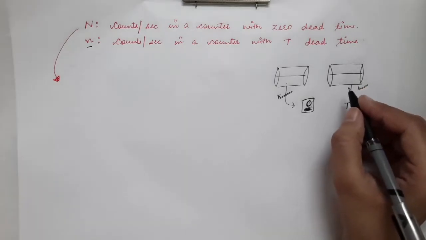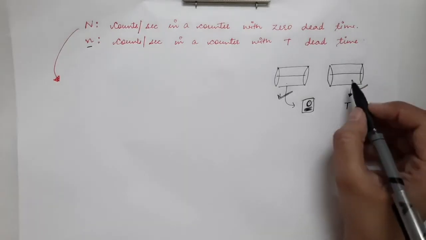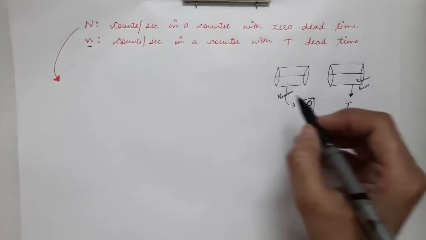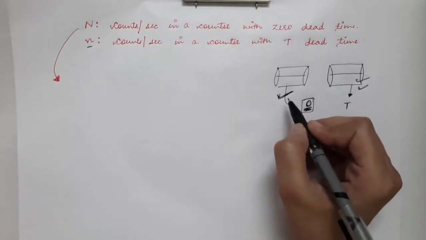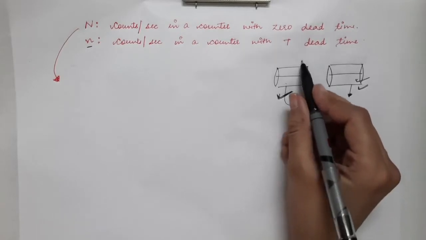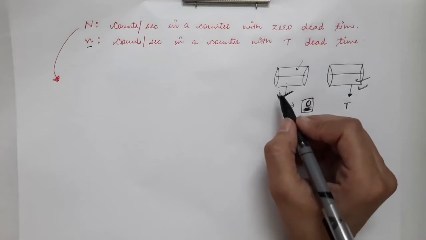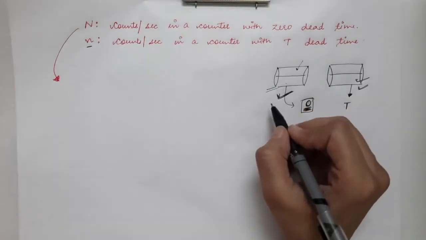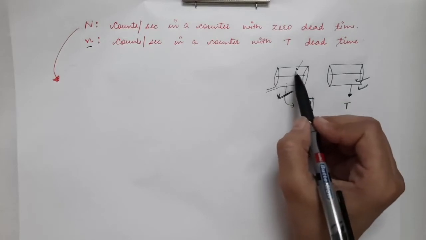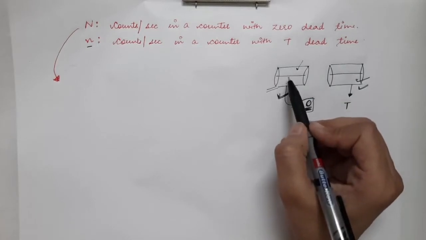So those particles will remain undetected. Therefore this GM tube will count a smaller number of pulses in 1 second, whereas this GM tube will count a larger number of pulses in 1 second, meaning it will count every particle which is entering. So this is just an ideal situation. This cannot happen in reality. So this GM tube counts every particle which is entering.